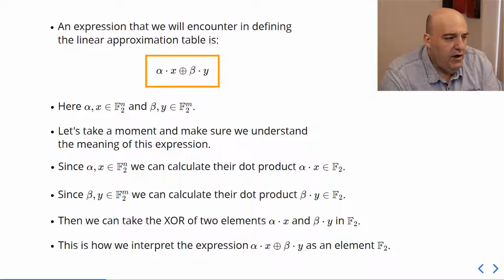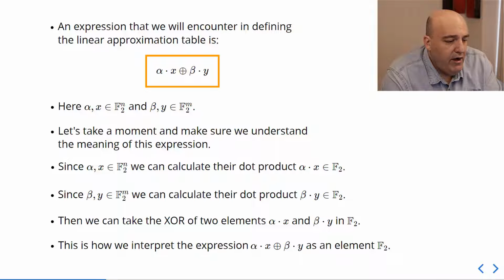Now, in the upcoming parts of the video, we're going to encounter an expression that we're going to see all the time, and it's of the form alpha dot x plus beta dot y, where alpha and x are in F2^n and beta and y are in F2^m. So let's just spend a second to look at this expression and make sure we understand it.